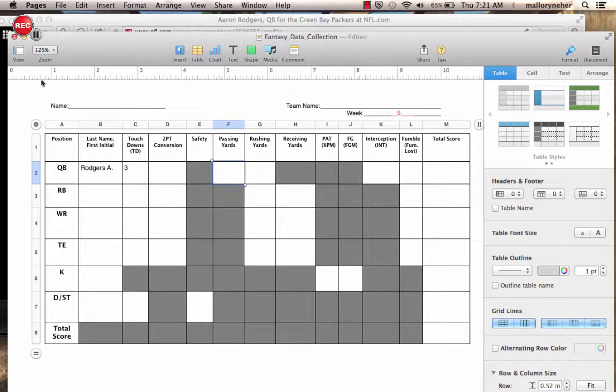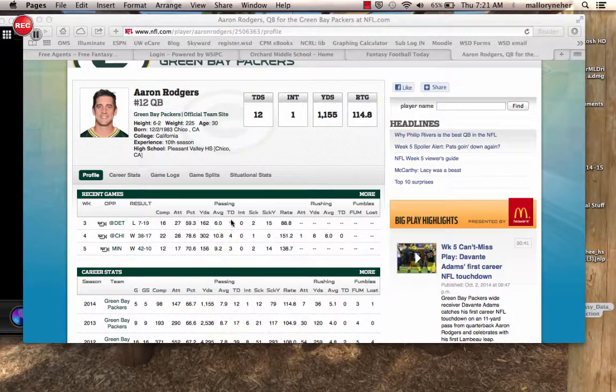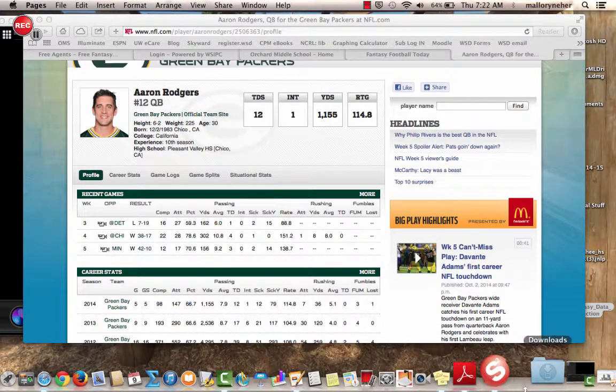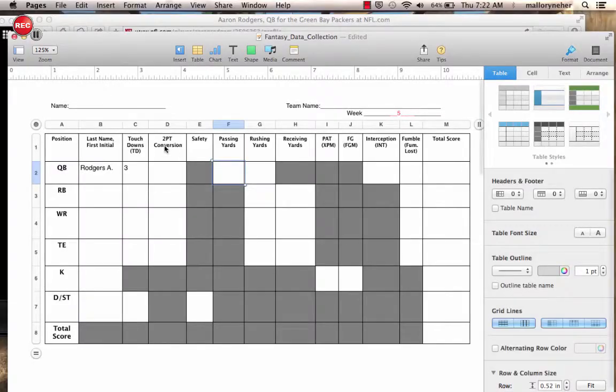Let's just switch over to passing yards. Here's passing if you're looking at the website, and yards is going to be right here in this column. So we have passing yards. He had 156 this week. We're looking at week 5. So we're going to write down 156 passing yards. Then we want to know how many rushing yards did he have.